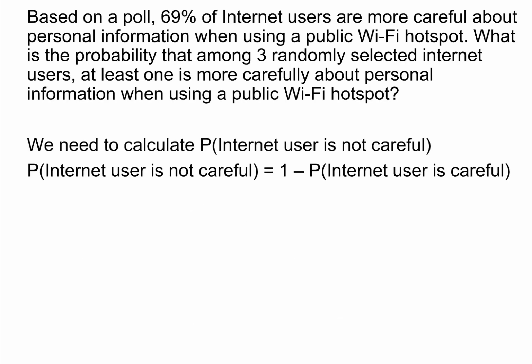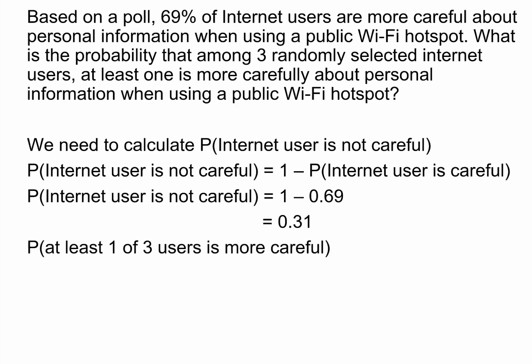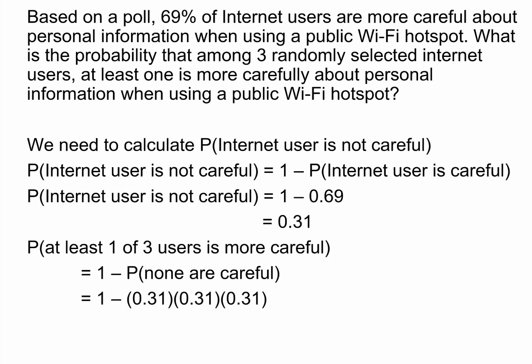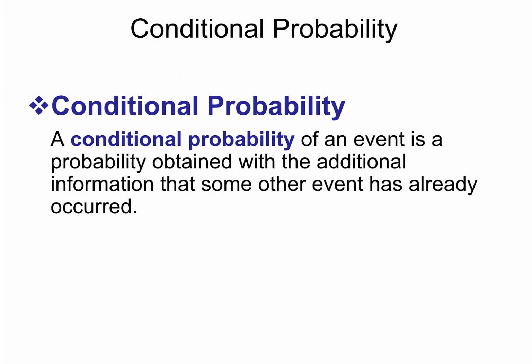So the probability an internet user is not careful is going to be 1 minus the probability that they are careful. And that's going to be 1 minus 0.69 or 0.31. So the probability that at least one of the 3 is more careful is 1 minus the probability that none of them are careful. So 1 minus 0.31 times itself 3 times. So 1 minus 0.02971, which is equal to 0.97.